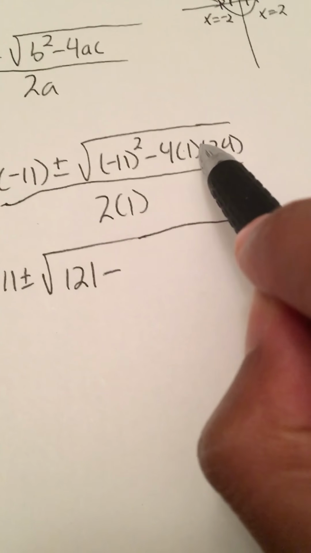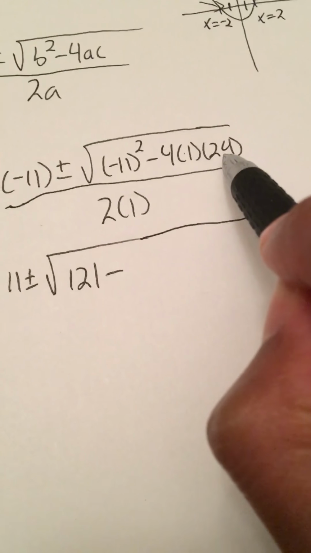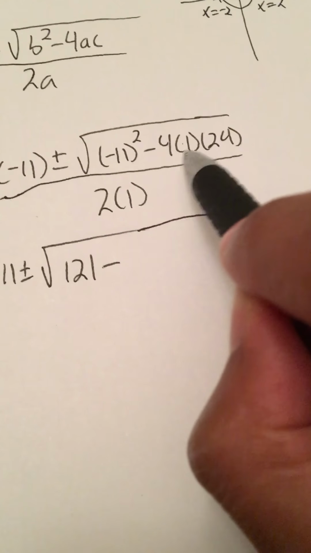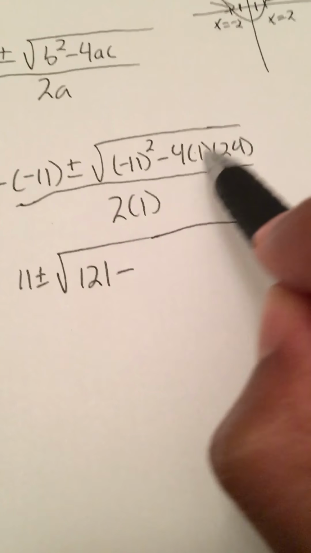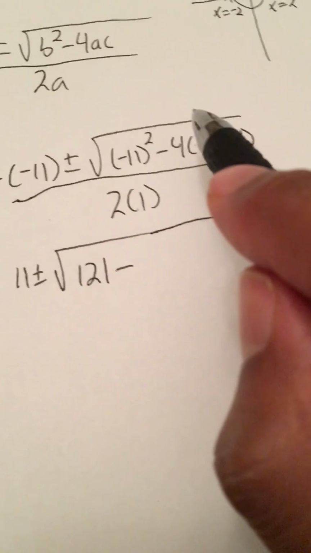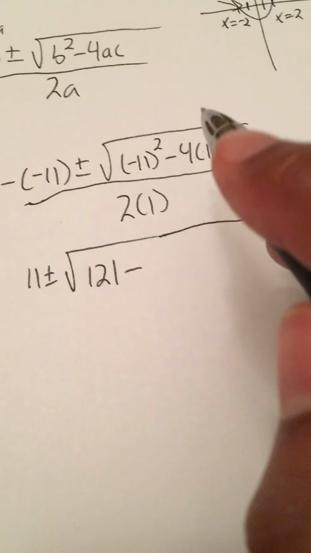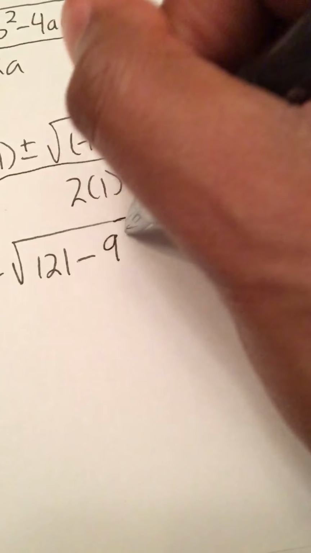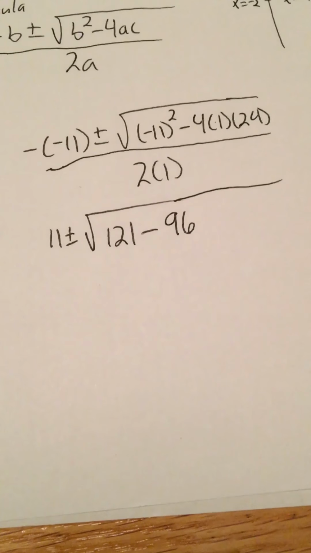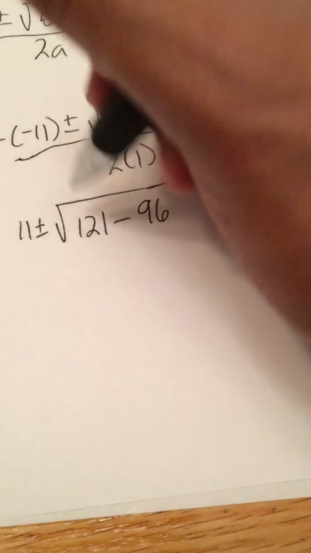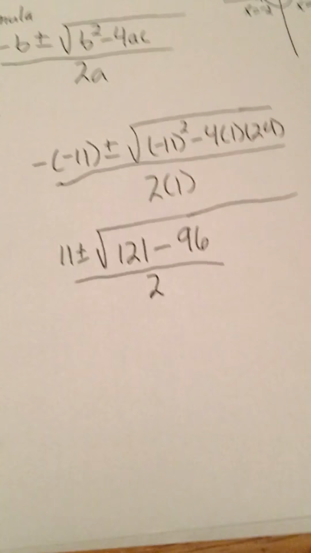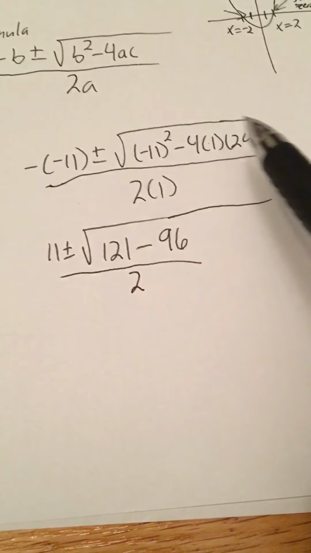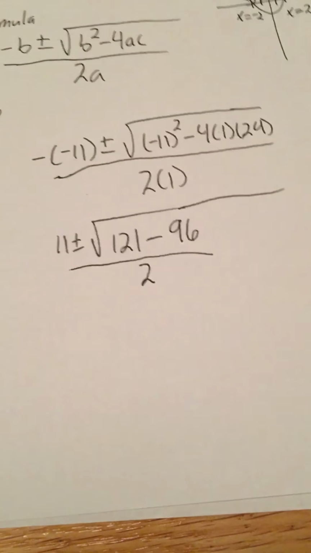So I've got 4 times 1 times 24. Well, 4 times 1 is still 4. So we really have 4 times 24. All right. Well, 4 times 25 is 100, and it's going to be 1 less, so I'm thinking that's 96. Now, bringing everything down, 2 times 1 is really 2. And I just simplified that whole messy situation to look a lot cleaner, right?